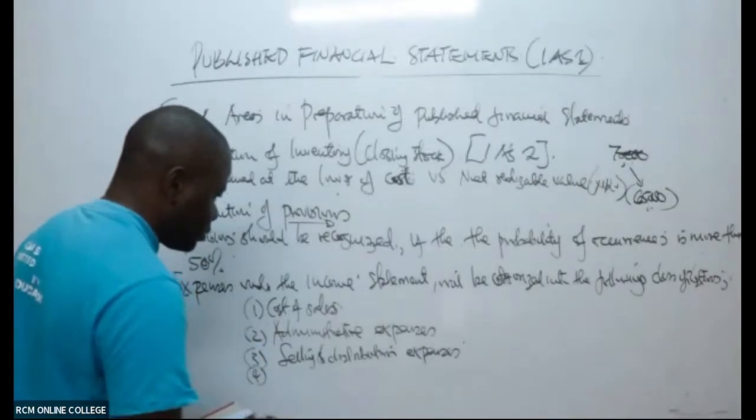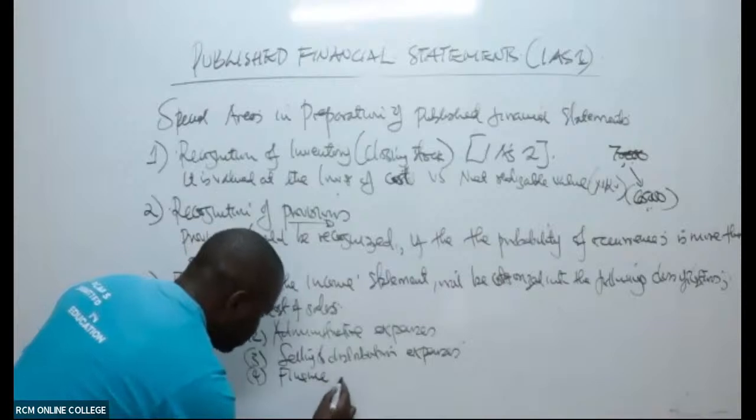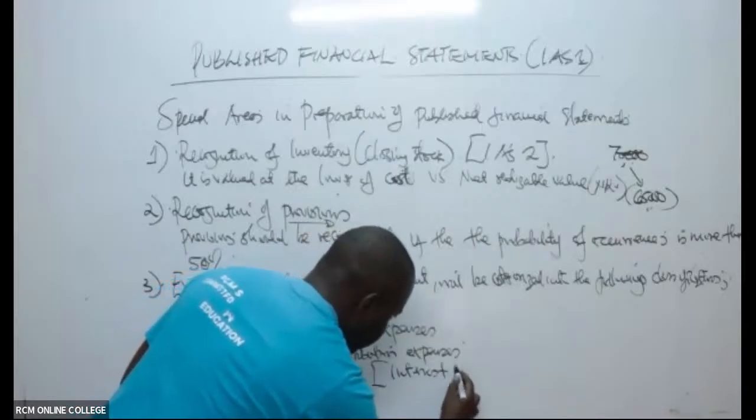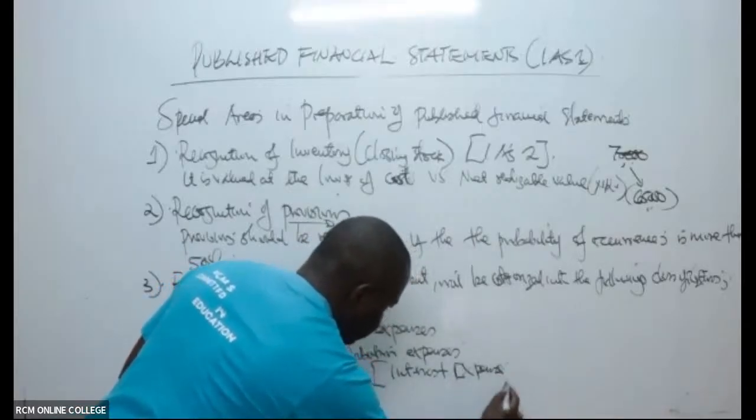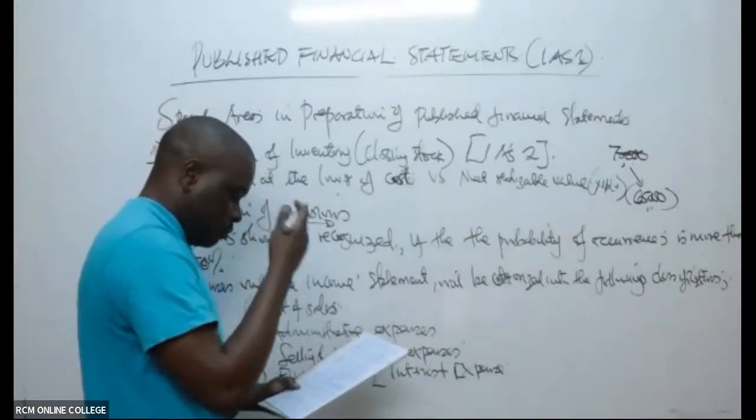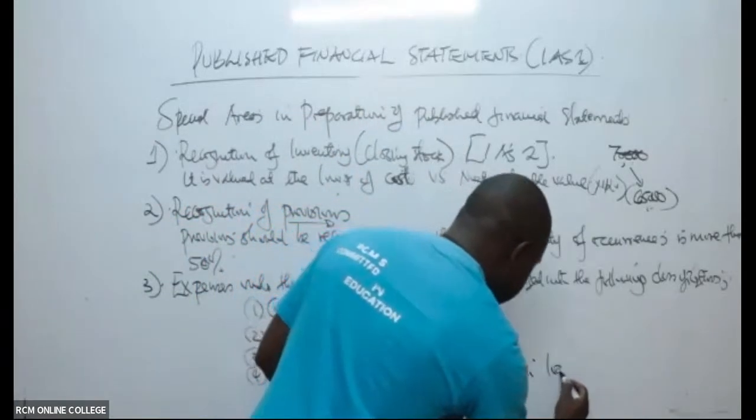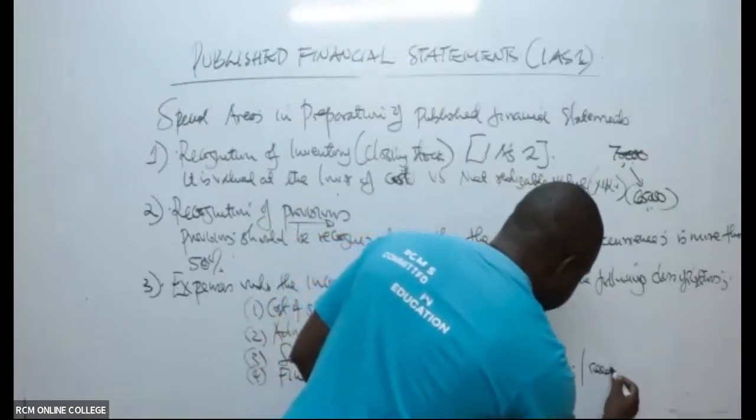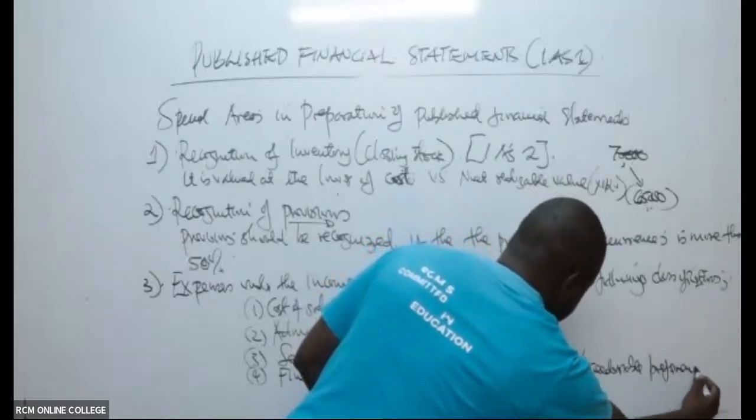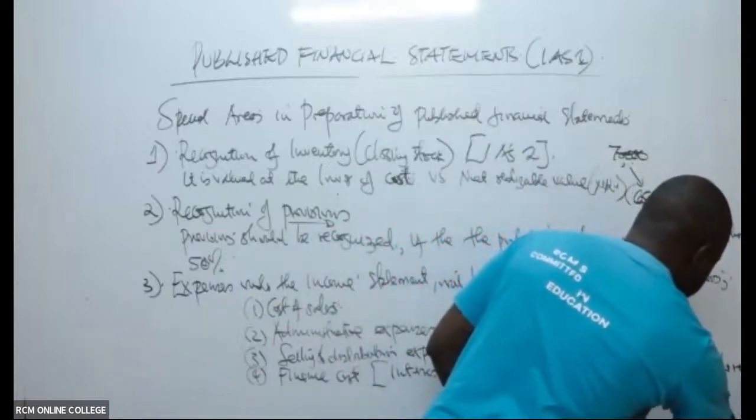Finance costs. That's why in most income statements you see finance cost. So you'll have a figure for the finance cost, which will be made up of interest expense, for example interest expense on loan, or maybe on redeemable preference shares, etc., amongst other items.